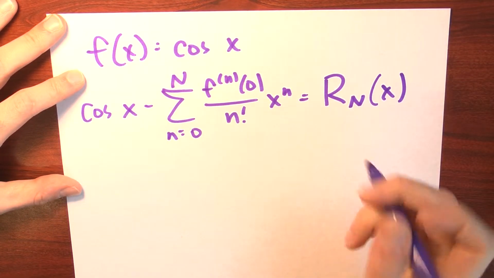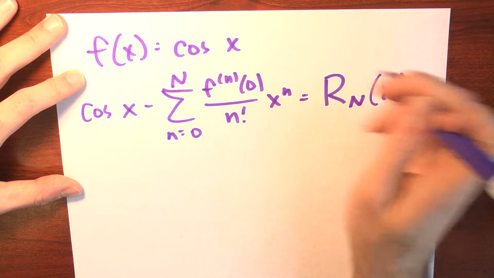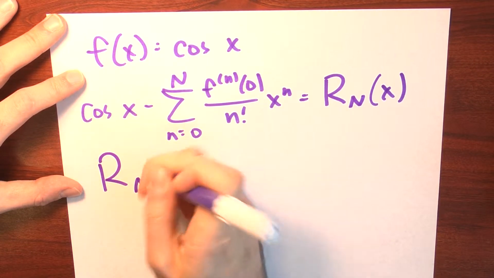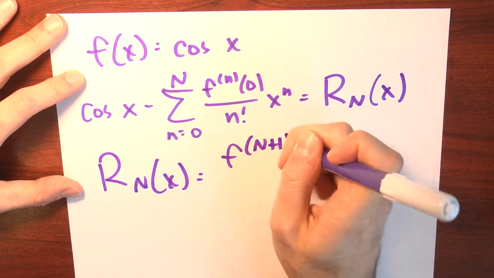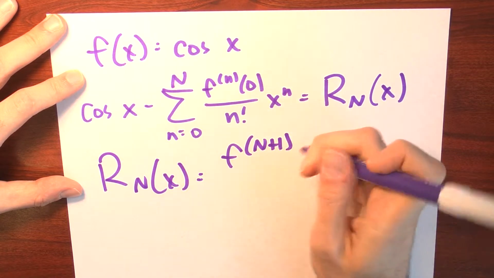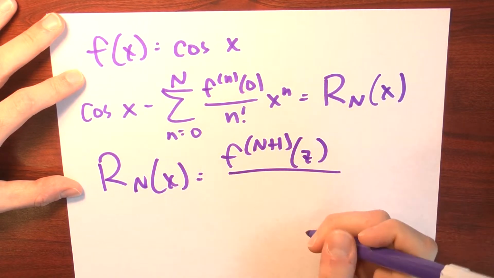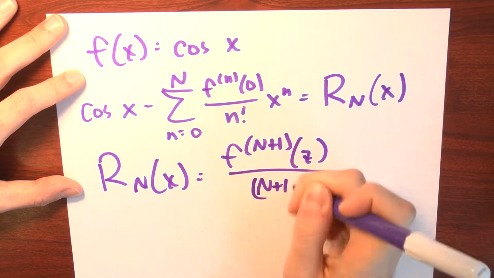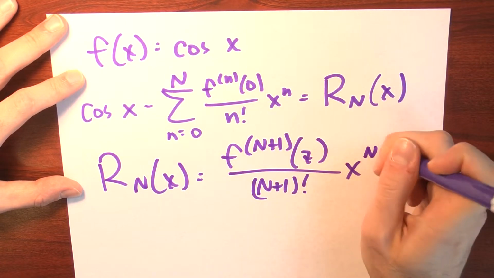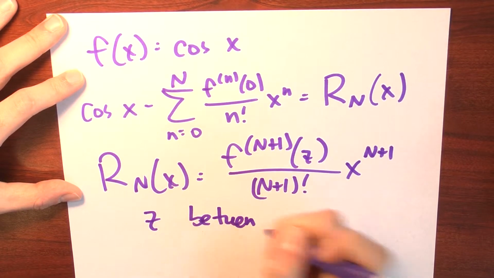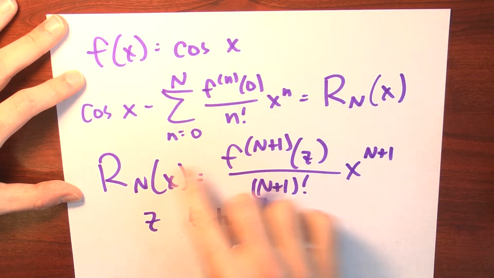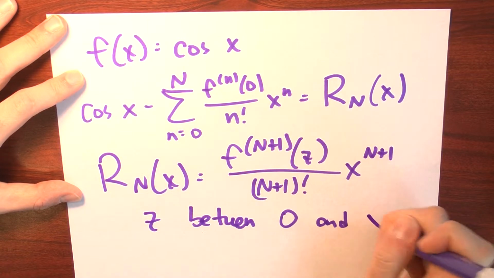And Taylor's theorem tells me something about big R sub N of x. It tells me that R sub N of x is equal to the (N+1)th derivative of f, evaluated at a point z, divided by (N+1)! times x^(N+1). And z is just some number between 0, the point that I'm taking the Taylor series around, and x. I'm assuming that x is between -1 and 1.